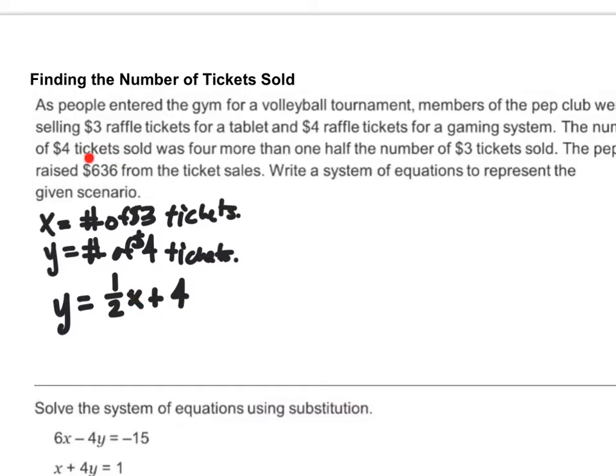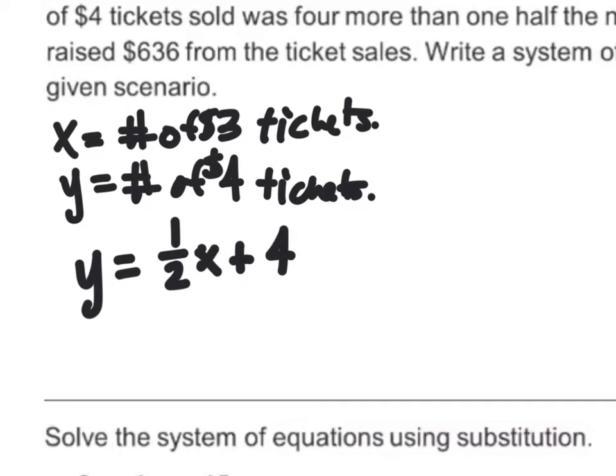Now when we sell a number of $3 tickets and a number of $4 tickets, we raised $636, okay? So I have another equation here: 3x plus 4y is equal to 636. Now what this represents, I have $3 times the number of $3 tickets. If I add that to $4 times the number of $4 tickets, that's going to give me a total of $636.